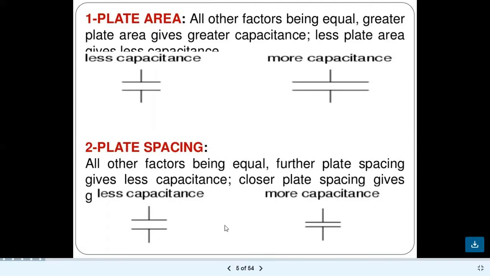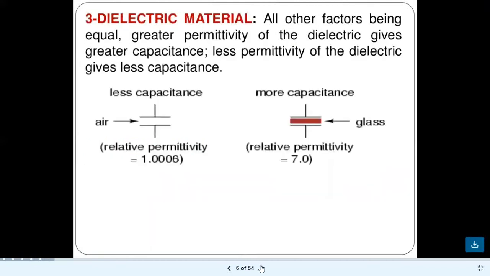The second factor is plate spacing. All other factors being equal or constant, closer plate spacing gives more capacitance. So we can say that the capacitance of a capacitor is inversely proportional to the plate spacing. So capacitance is directly proportional to plate area, and for plate spacing, it is inversely proportional.